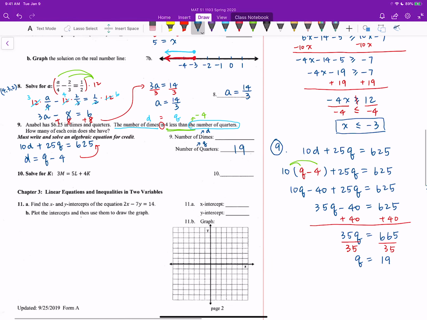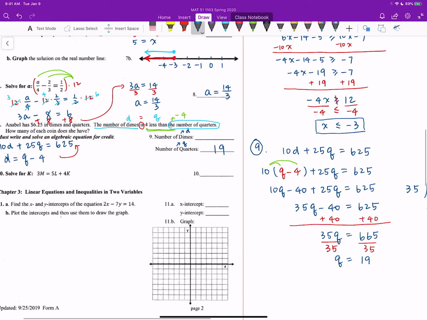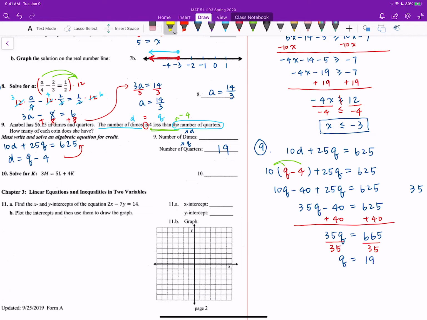The other one, what's the number of dimes? How do you find that out? Well, remember we have that equation, which is right here. D equals Q minus 4. So we simply plug it into this one to find out D. D equals, our Q is 19. Copy the rest of the equation, minus 4. Therefore, D is simply 15. Write down 15. So that is number 9. As you can see, number 9 is a little bit tedious. You have to first translate, create a system of equations, and then you solve the system of equations to get your answer.